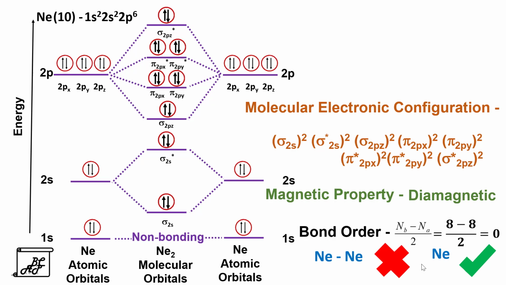So that is how in 4 consecutive videos we have studied application of molecular orbital theory from hydrogen to neon. So from hydrogen to neon, all these molecules are considered as homonuclear diatomic molecules. From the next video, we will start studying heteronuclear diatomic molecule.